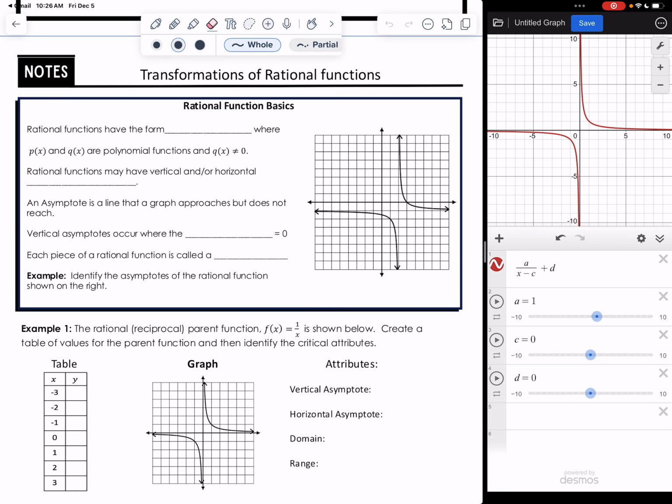In today's lesson, we will be exploring the transformation of rational functions. Before we do, let's look at some rational function basics.